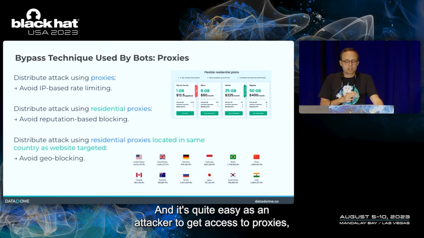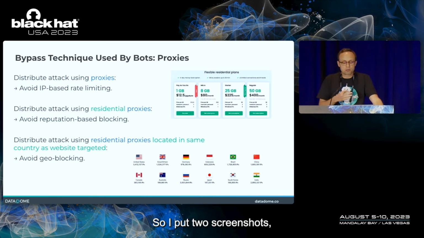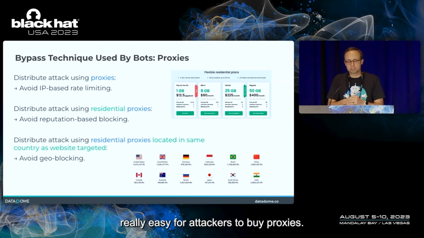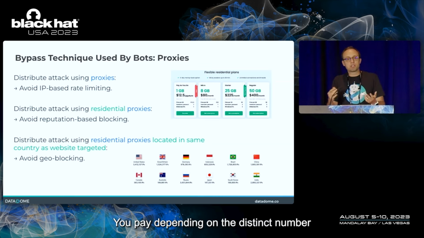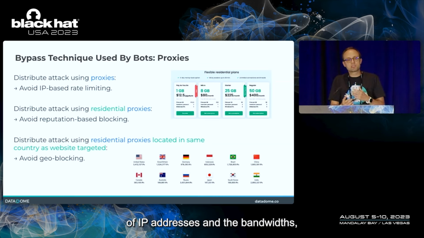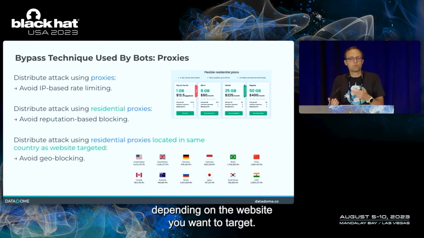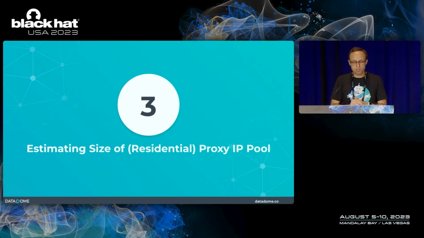And it's quite easy as an attacker to get access to proxies, in particular residential proxies. I put 2 screenshots, but there are a lot of services that make it really easy for attackers to buy proxies. You pay depending on the number of distinct IP addresses and the bandwidth. And most of the time, you can select the country of your IP addresses, so you can choose US-based IPs or European IPs, depending on the website you want to target.